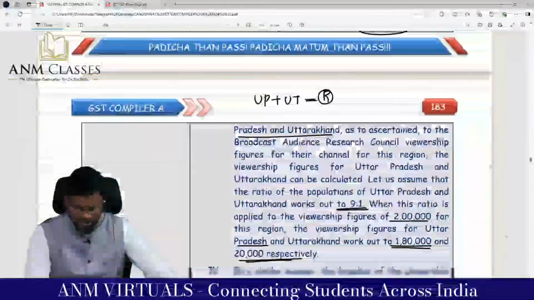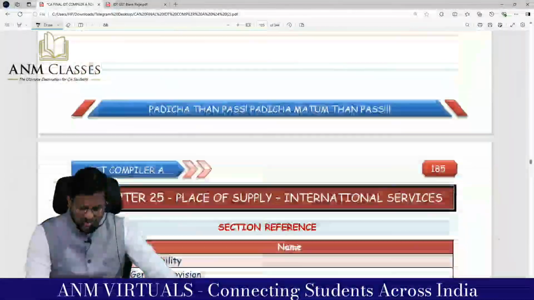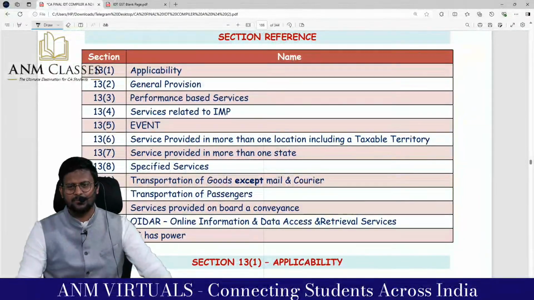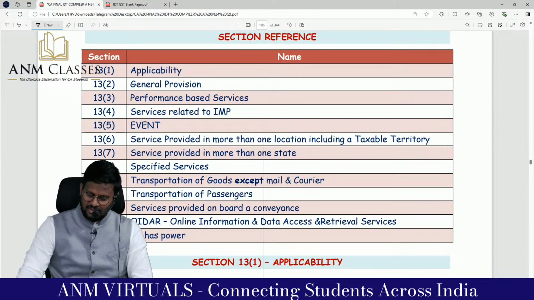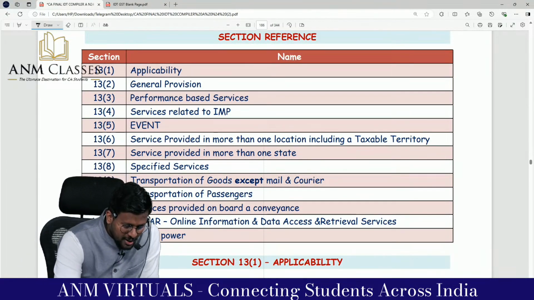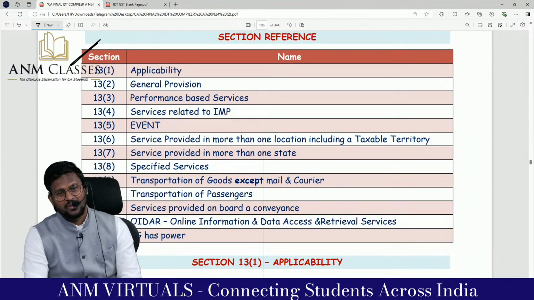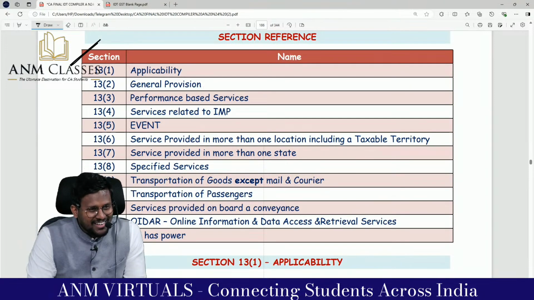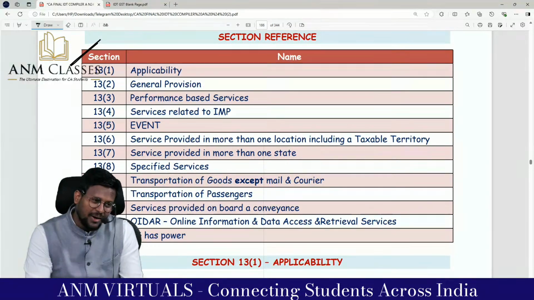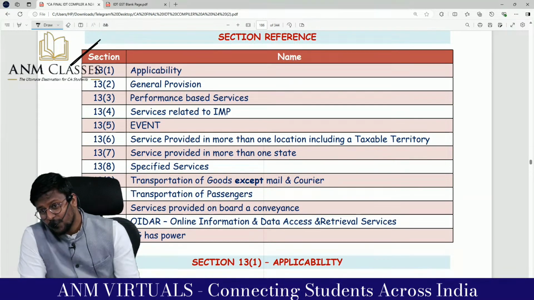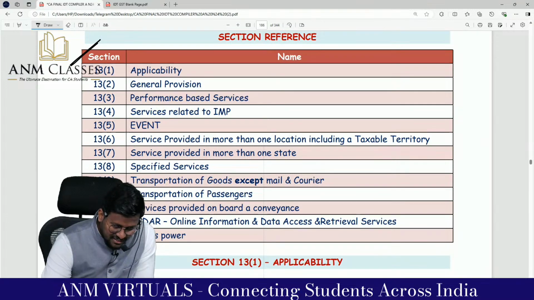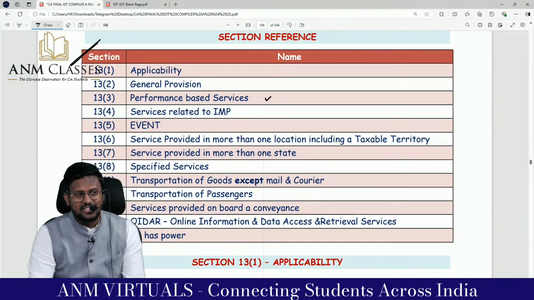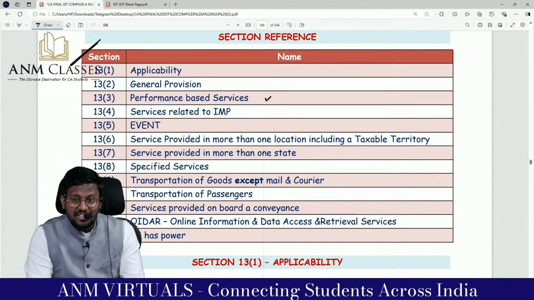Shall we? Yes, sir. 13.1 is applicability. So what is 12.1? Applicability. 13.2 is general provision. What is 12.2? General provision. 13.3 is performance based services.